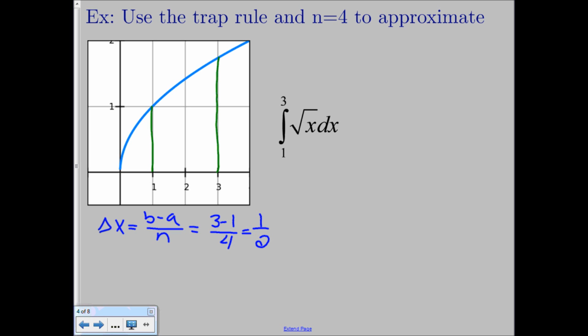If I start at 1 and I go over 1/2 each time, I'm going to get 1, 1.5, 2, 2.5, 3. Now if I draw in my trapezoids by first drawing up the lines from each of these xi's and then connecting them, we can see that it's a really close approximation.